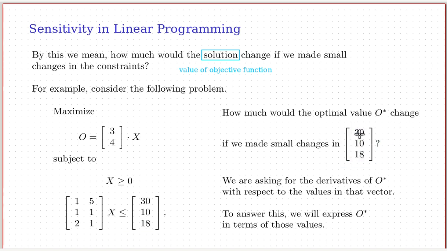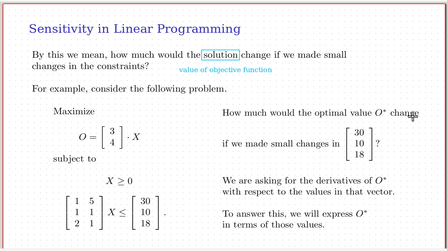In other words, if we made small changes in these numbers, how would that affect the value of O star, the optimal value of O? In a sense, what we're doing is asking for the derivative of O star when we regard it as a function of the C vector. Or in other words, the partial derivatives of O star with respect to these three variables that represent the values in the constraint vector.